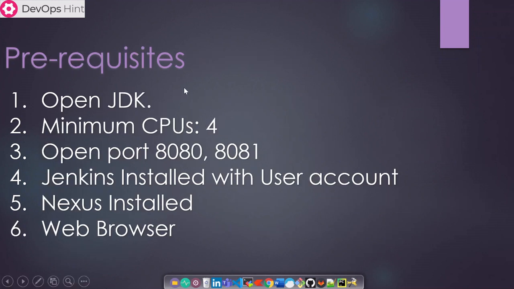So here are some prerequisites which we need to know. First is OpenJDK, then minimum CPU is 4, then open port 8080 for Jenkins, 8081 for Nexus. Then Jenkins should be installed with a user account, Nexus should be installed, and a web browser. If you want to see how to install Nexus on Ubuntu 20.04, you can watch our previous video. I will drop the link in the description box. So without wasting time, let's set up Nexus.